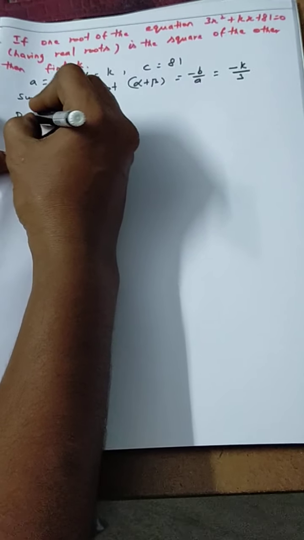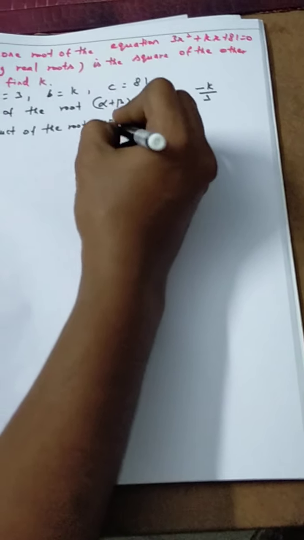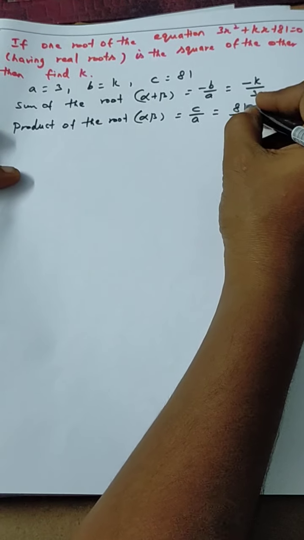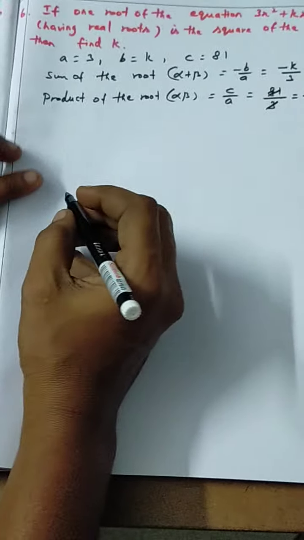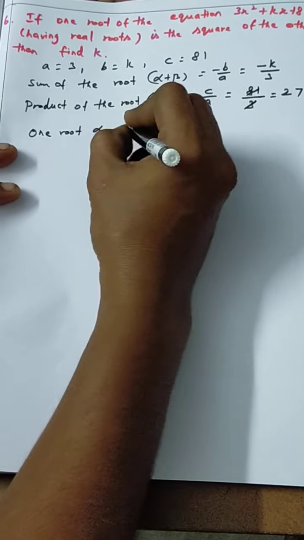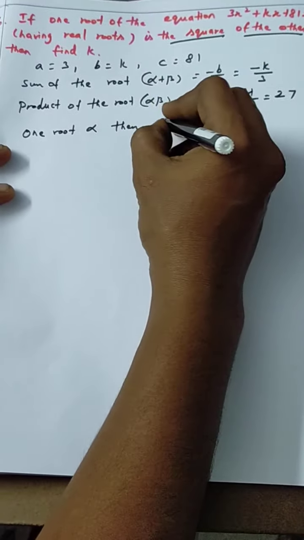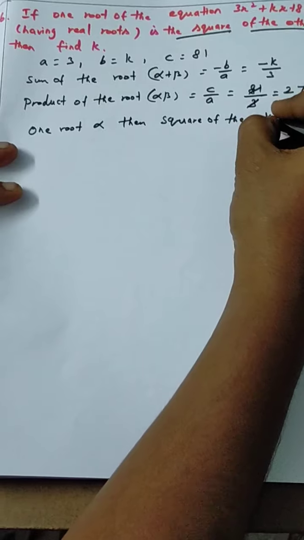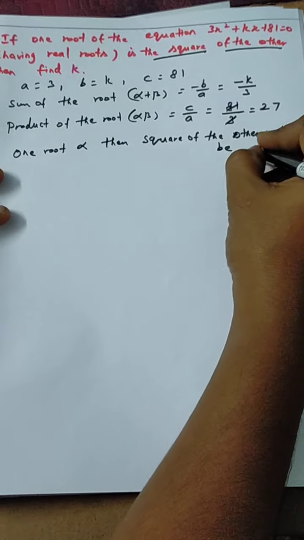The next one is the product of the roots: alpha beta equal to c by a. c by a is 81 by 3. So reduce the term in the 3 table. 3 twos are 6, 21 is 7 times, so 27. Next, for the roots, mention one root alpha. Then what is given? Square of the other. So one root is alpha, and the square of the other root means alpha squared.